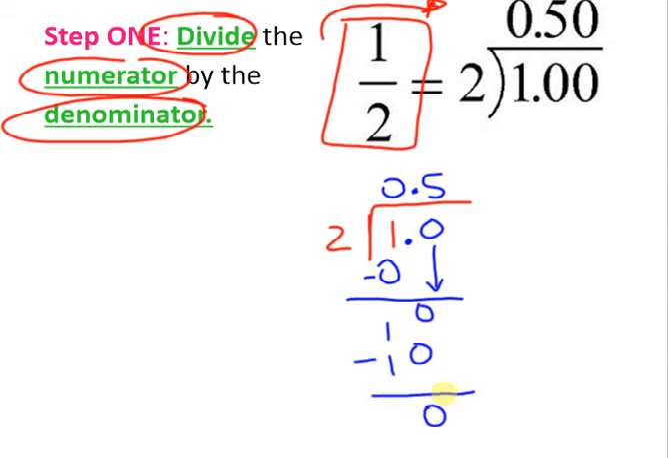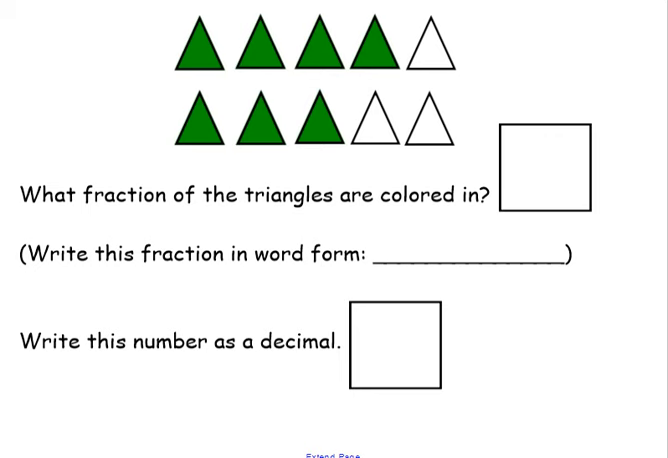I now have a remainder of zero, and you do need to keep going until you get a remainder of zero, and so your answer here is 0.5. So 1/2 is the same as 0.5. And again, that will work for every single one. All right, so let's look at this from a couple different vantage points here.